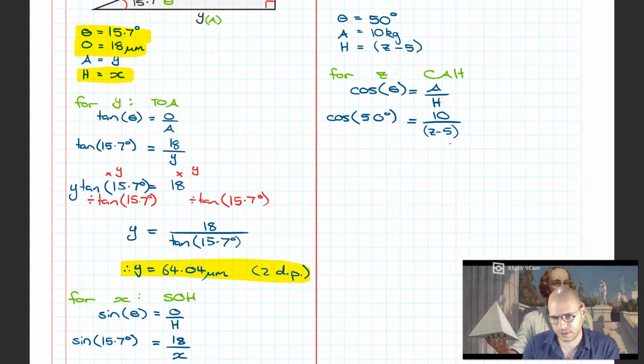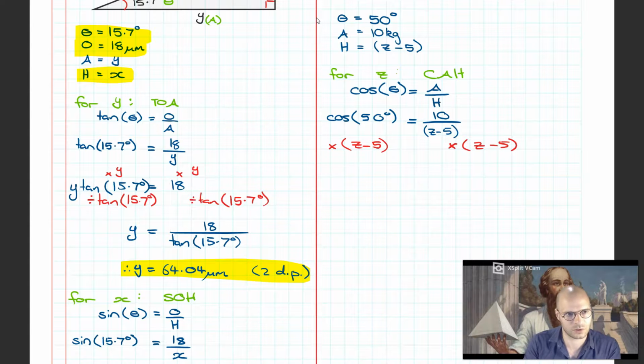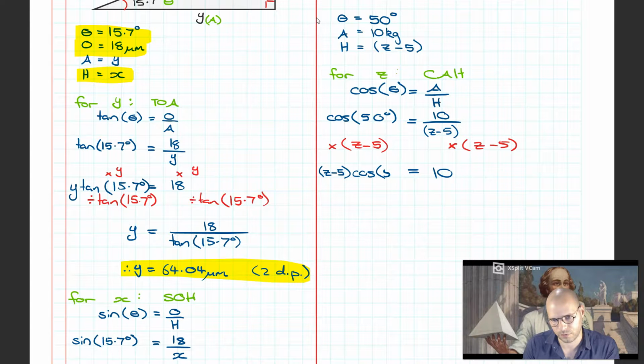So to sort this out, we multiply both sides by the quantity in the denominator. Notice I'm multiplying through by the entire bracket. I'm not just going to do z because that will give us an erroneous result. So on the right we get 10, and on the left we get z minus 5 in the parentheses, followed by the cosine of 50 degrees. And then to isolate z minus 5, we divide through by cosine of 50 degrees.